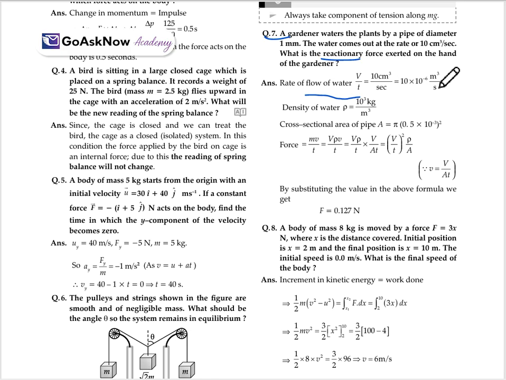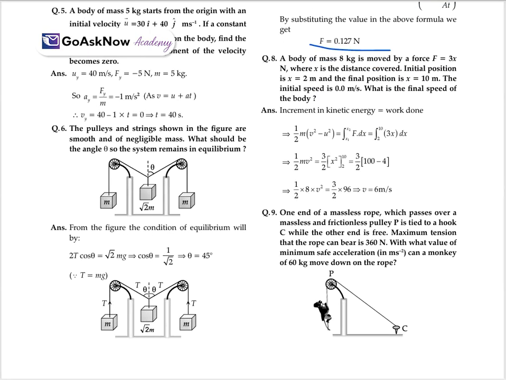We convert it into meters. The density of water rho is equal to 10 raised to the power 3 kg per meter cube. The cross section of the pipe A is equal to pi into (0.5 into 10 raised to the power minus 3) whole square. We also know force F is equal to mv upon t, then m is equal to rho V. Then rho V into v upon t. We just solve it, and when we substitute all the values, we get force is equal to 0.2127 Newton.